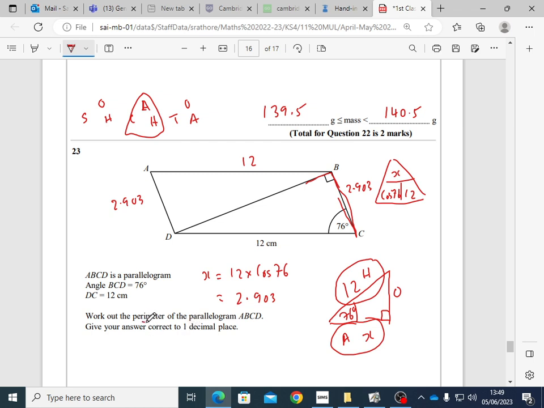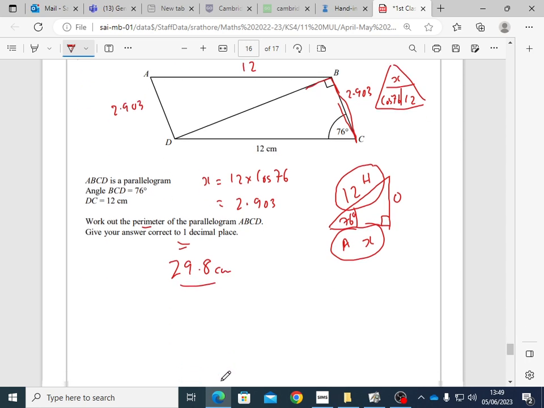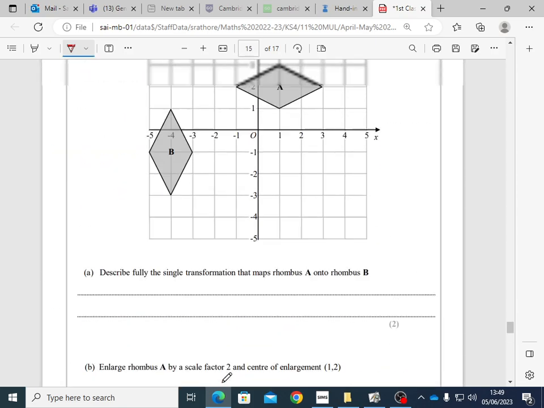Work out the perimeter quickly. Hurry up. So add that, times that by 2. Add 24. 12 and 12 is 24. So come on, somebody shout out the perimeter. 1 decimal place, please. 29.8. Come on, 29.8 centimeters. Job done. Very simple. I know the time is up. So we've done the last 2 questions. We've done that one. We've done that one.